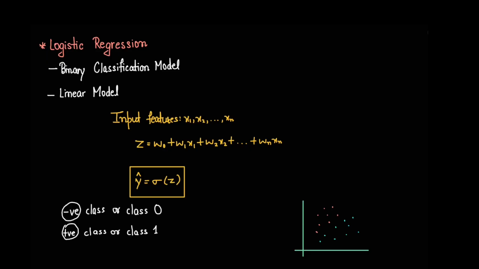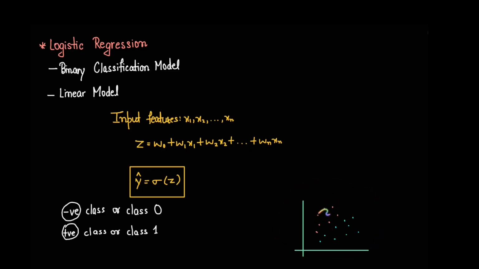Now what is sigma? Sigma is a very special function. It is called a sigmoid function. We'll talk about it now. But first, logistic regression being a linear model, what does that imply? This basically implies that whatever data set you have has to be linearly separable for it to work perfectly. For example, let us consider this data set.